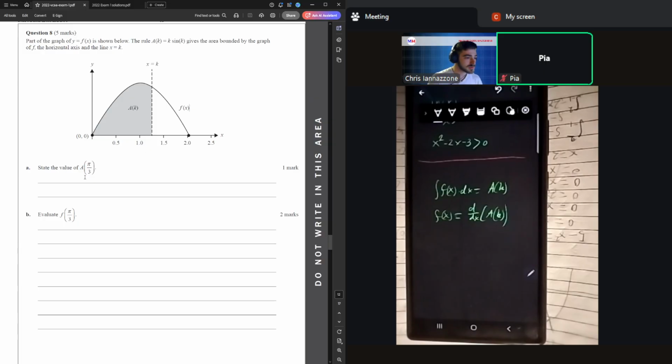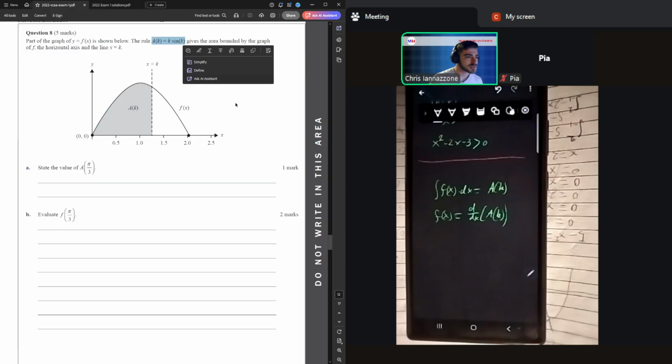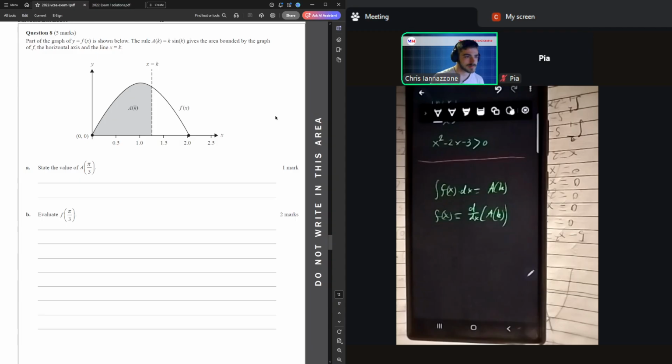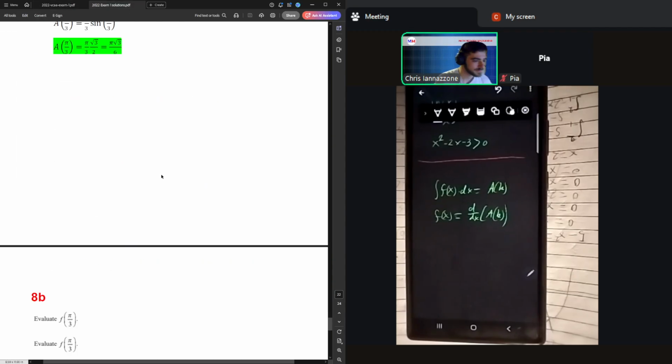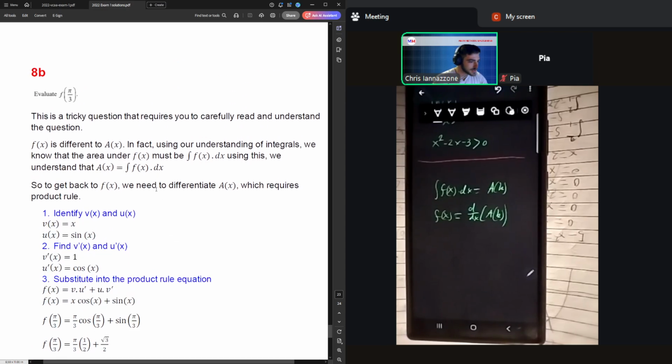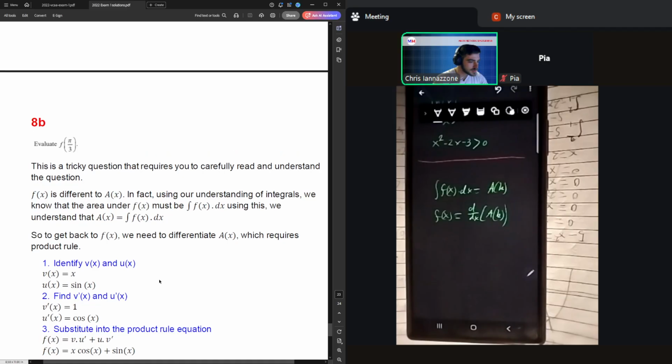Okay, so if we know that we're going to diff a of k, what rule do we have to use to diff that? We could use product. Yeah, product rule. You've got k times sine of k, it's a product rule thing. So we go through and product rule it all. That's what all this looks like.